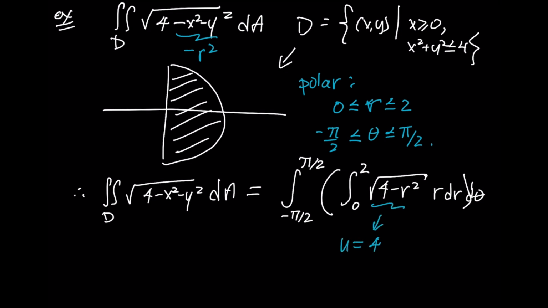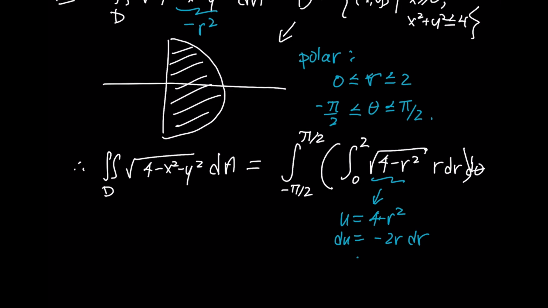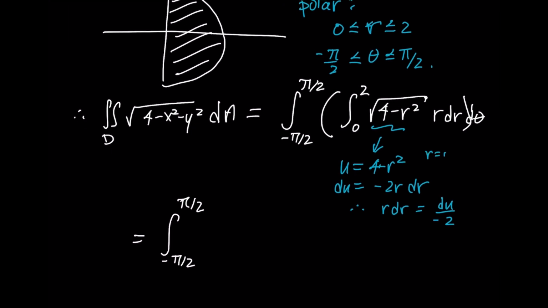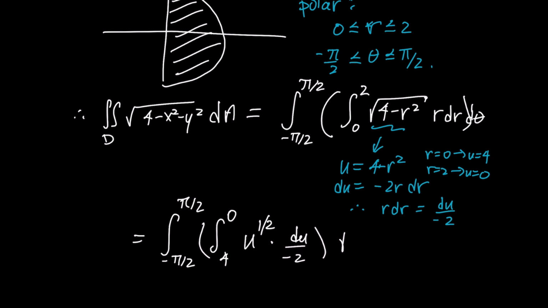u is 4 minus r squared, du will then be negative 2r dr. Very luckily or conveniently for us, we have a factor of r dr present. r is 0 becoming u is 4. r is 2 becoming u is 0. An integral from 4 to 0, u to the 1/2 du over negative 2, followed by this theta integral.